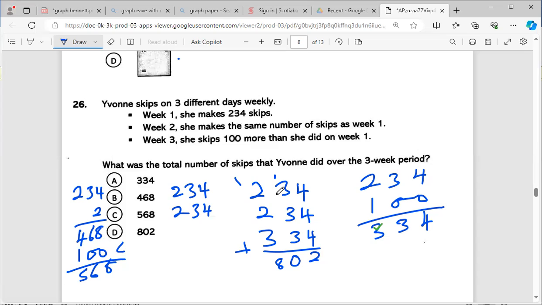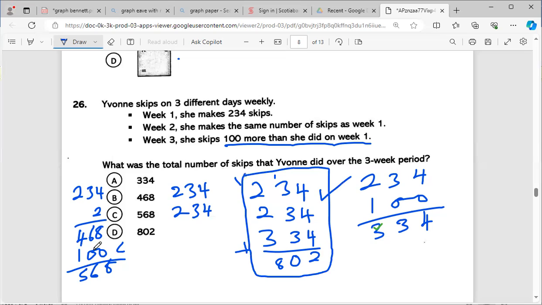I got D, and the reason why I say it's not C is because if you look at week 3, it says she skips 100 more than she skipped on week 1, and not 100. She did not do 100 skips on week 3, but she did more than what she did on week 1. So you're going to add 100 to the 234. He's actually right. It has to be D.